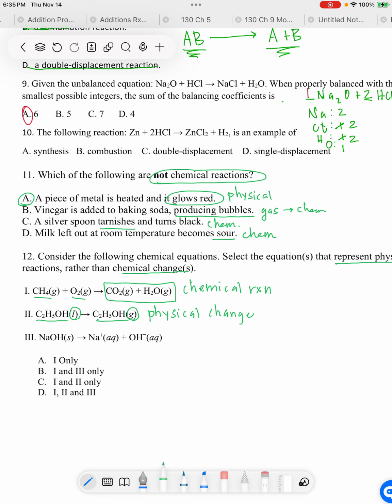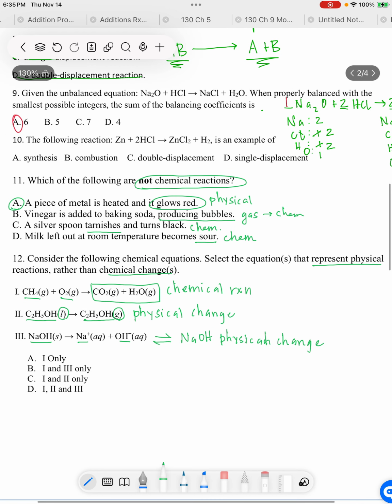And then for 3, NaOH is broken up into its ions, and we know that those can just reform back into NaOH. It doesn't create anything new, so this is a physical change. Oops, physical change.